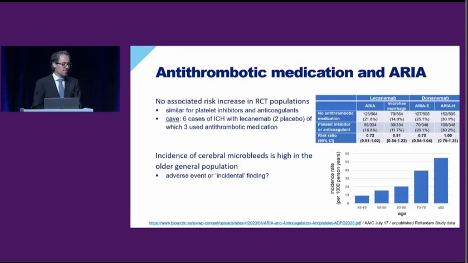Then the question is, how relevant is it that we don't include these people in the clinical trials, and how certain can we be that we can actually safely prescribe the medication in these individuals? And I think there are several considerations here. One thing I want to mention is that if we look in the trials in relation to antithrombotic use and the incidence of ARIA or microhemorrhages, we actually don't see that the use of platelet inhibitors or anticoagulants is associated with a risk increase in the trial populations. And you can see that here, which was quite similar for platelet inhibitors and anticoagulants in both lecanemab and donanemab trials, which included people using anticoagulants.